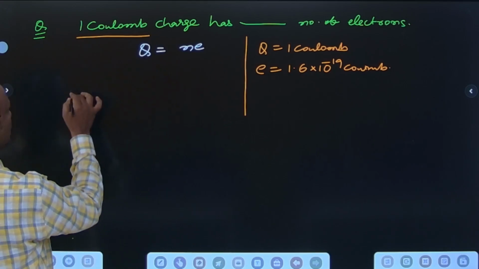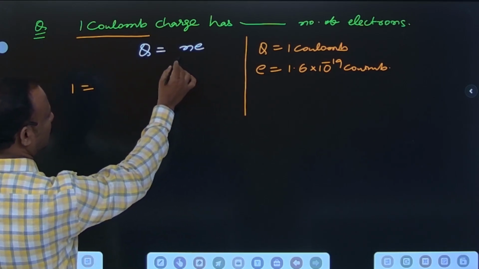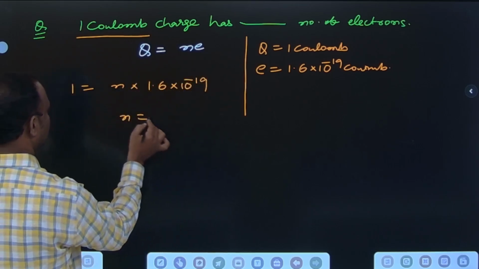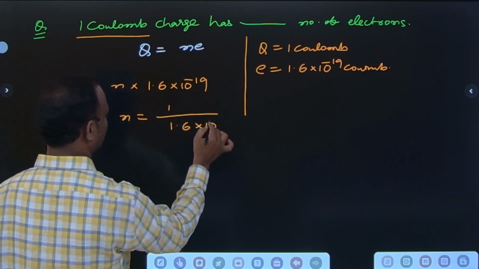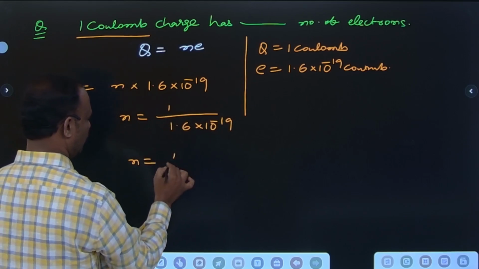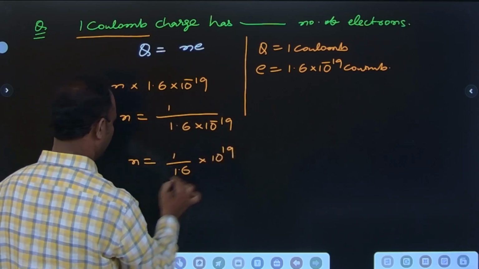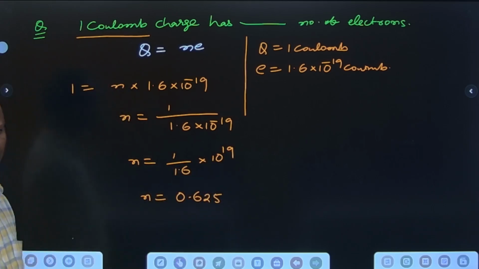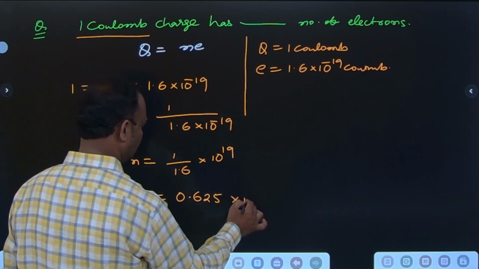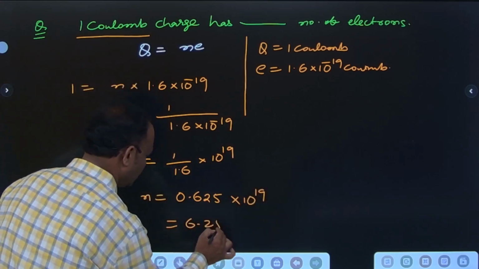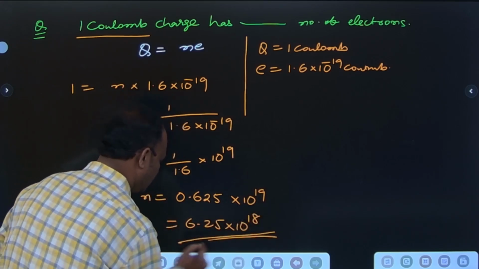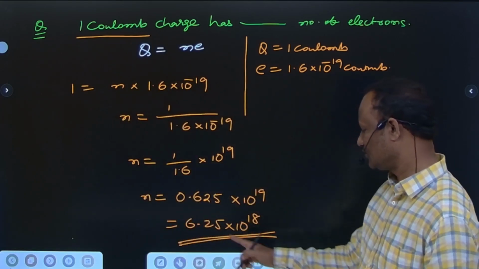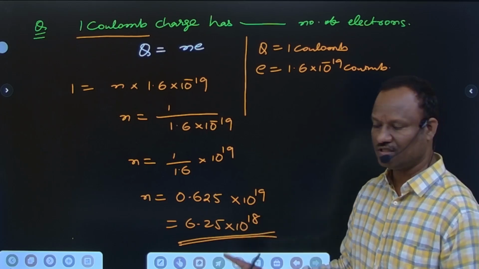So then what is Q? Q is equal to Ne, so N is equal to 1 by 1.6 into 10 power minus 19. N is equal to 1 by 1.6 into 10 power 19, and 1 by 1.6 is 0.625. Simplify that: 0.625 into 10 power 19 is 6.25 into 10 power 18 electrons. 1 coulomb charge has 6.25 into 10 power 18 electrons, so after this number there are 18 zeros. So these many electrons are there.